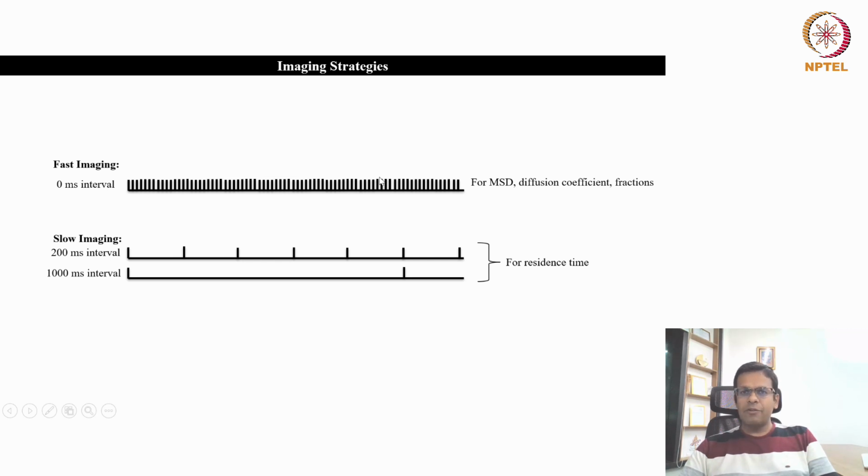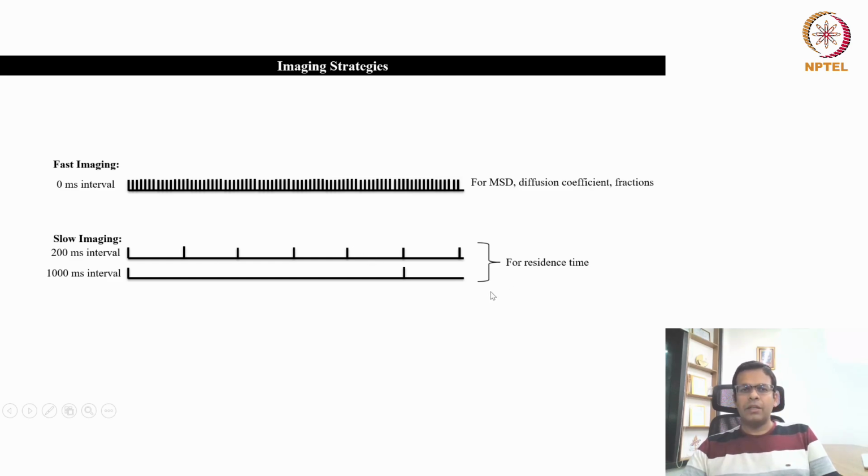But from these kinds of movies, we calculate the mean square displacement, diffusion coefficient, and fractions of bound and unbound molecules. So all the diffusion-related parameters, the diffusion dynamics, we can quantify from these movies, but not the residence time. For quantifying the residence time, we have to image the cell at different time intervals, like a 200 millisecond time interval or 1000 millisecond time interval, so that with this interval, we can image the molecule for a longer time before it photobleaches. And that gives us the real estimation of the residence time.